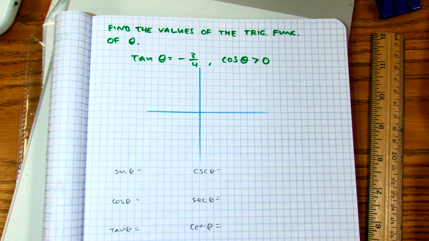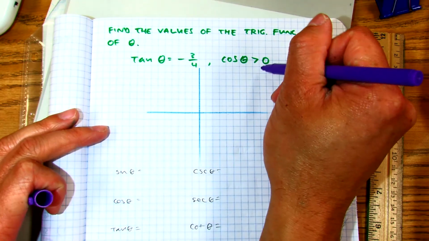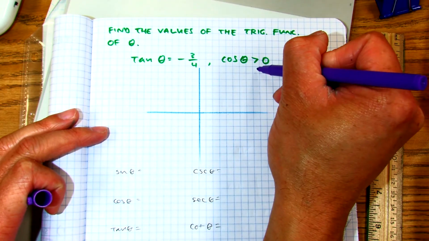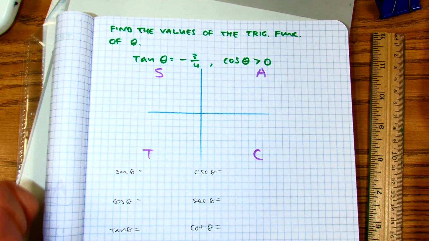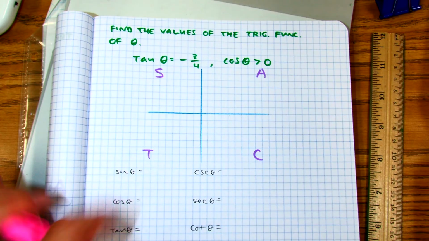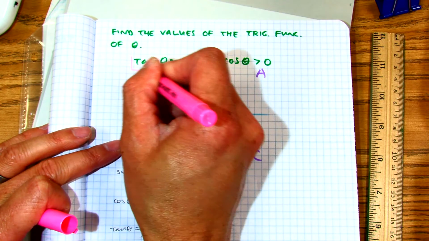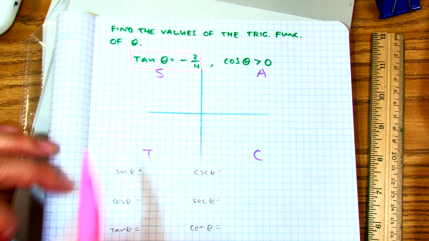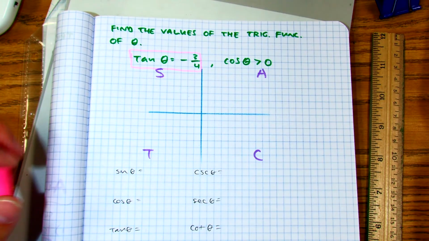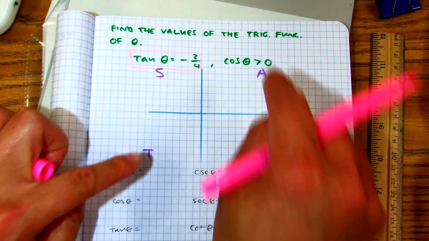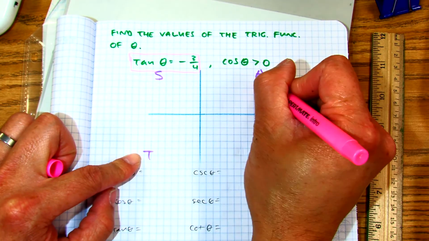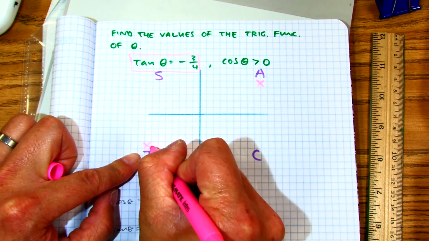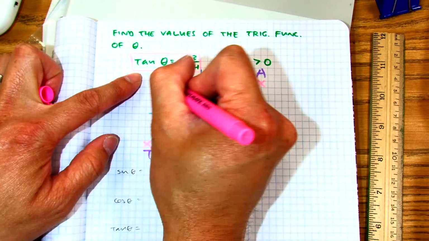Class, where do all students go? All what? Tangent is negative. Put your finger where cotangent is positive. Class, can tangent be negative here? No. Putting an X for no. Therefore, tangent is negative in these two quadrants.